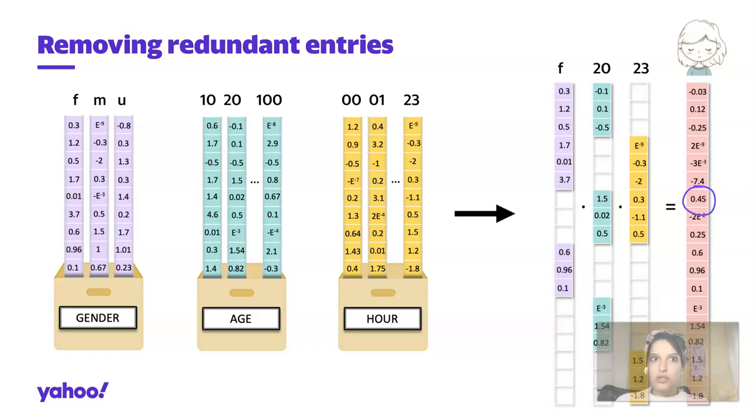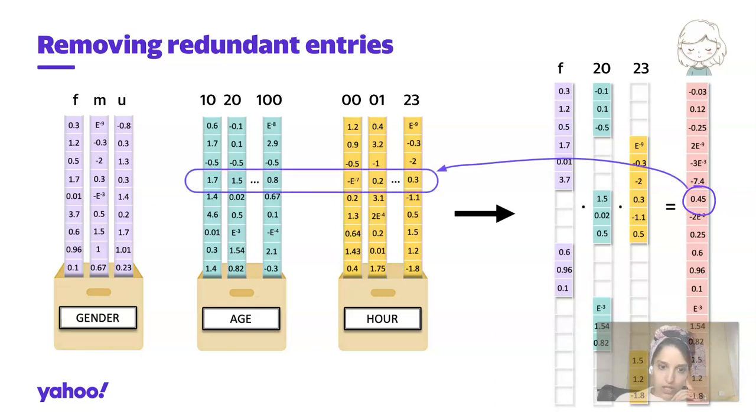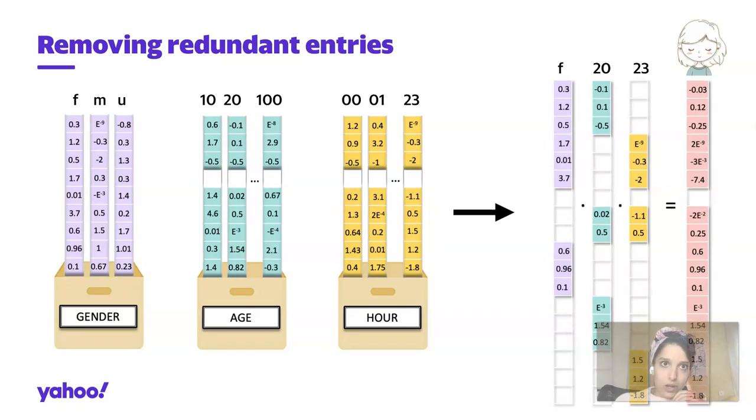So we first need to find which entries in the feature vectors correspond to this entry. We can see that the entries that correspond to this entry are these entries in the age feature and in the hour feature. What do we do next? We remove the corresponding entries from the age feature and the hour feature, and the size of the user vector as well as the size of the feature vector would decrease.